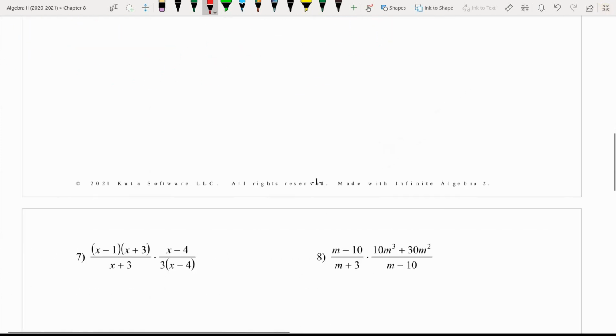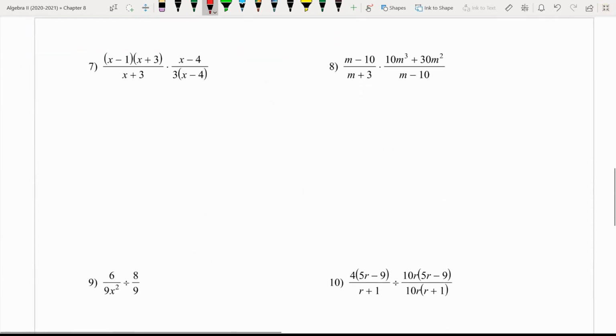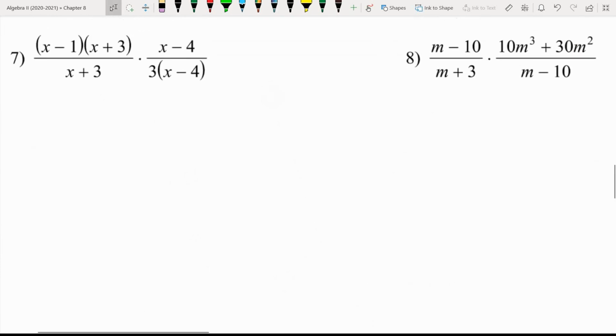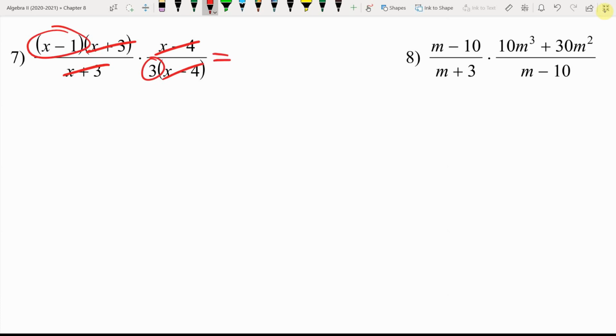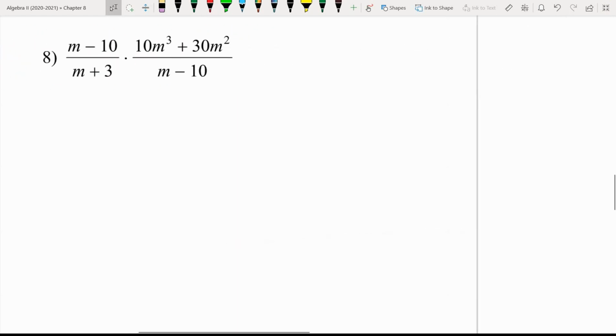Okay, all right, on to the next page here. Again, 7 was a problem that was already factored for you. So you can see that you have an x plus 3 on top and the bottom. Those cancel. x minus 4 is also canceled. Nothing else cancels. You're just left with x minus 1 and 3. So that's it. x minus 1 over 3. That is your answer. 8 is the first one we come to where we have to do some factoring.